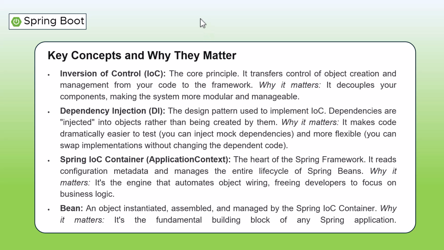In a Spring application, these are all typically managed as beans. So, to summarize, the Spring framework was created to manage complexity in large applications. It does this through inversion of control, where the framework manages the lifecycle of objects, not the objects themselves. The practical technique for this is dependency injection, where the framework provides dependencies to an object instead of the object creating them. The core of this system is the IOC container, and the objects it manages are called beans. This approach leads to loosely coupled code, which is easier to test, maintain, and evolve.